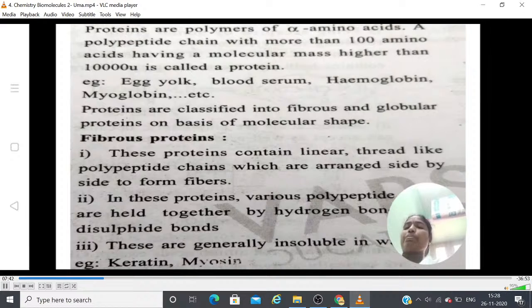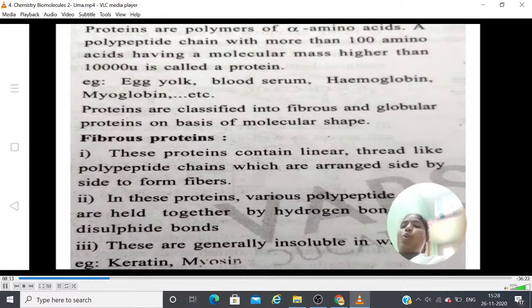Okay. Next point. In these proteins, various polypeptides are held together by hydrogen bonds. It is a very important point to say: in these proteins, various polypeptide chains are held together by hydrogen bonds.